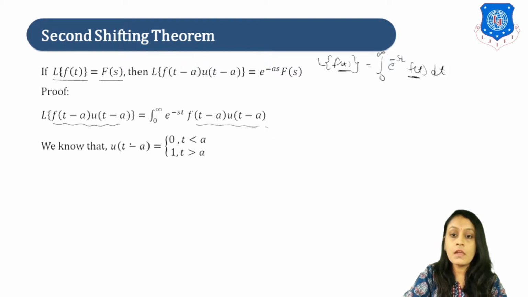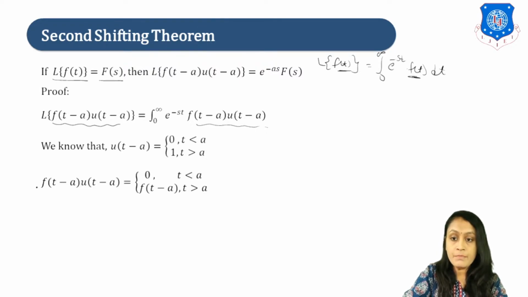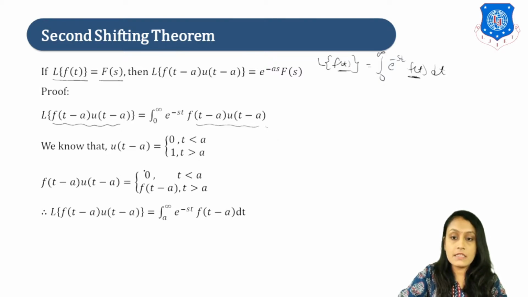Now we know that this unit step function u(t minus a) is 0 for t less than a and 1 for t greater than a. So f(t minus a) u(t minus a) will be 0 here, and in place of 1 we have f(t minus a). The condition will remain the same. Now we will find the Laplace transform. So the Laplace transform of f(t minus a) u(t minus a) is what? In the interval 0 to a, its answer is 0. From a to infinity, its answer is f(t minus a). So here we have e raised to minus st, and in this interval we will have only f(t minus a).